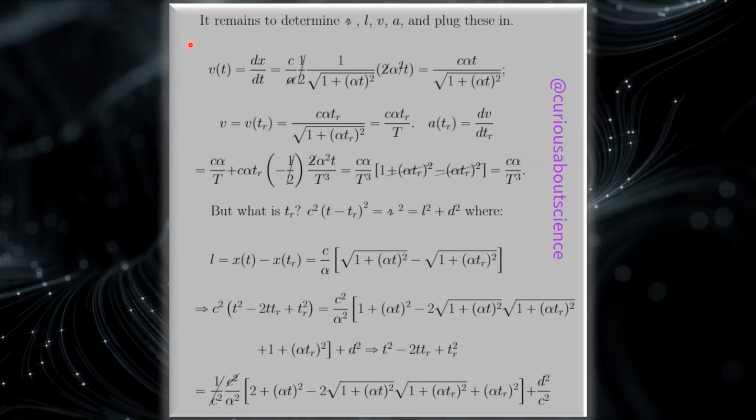All right, so it still remains to determine R, T, V, and A and plug these in. So we know that V of t is equal to dx dt, and so if we know from hyperbolic motion that formula of x, take its derivative, cancel it down, we see what we have, and this comes out to c alpha t over the square root of 1 plus alpha t squared.